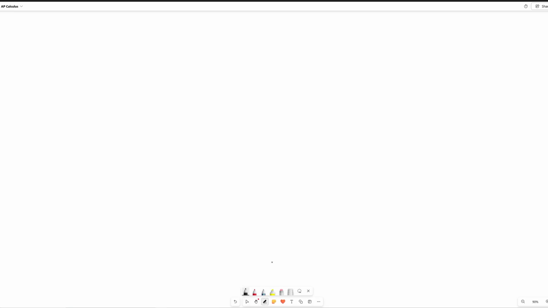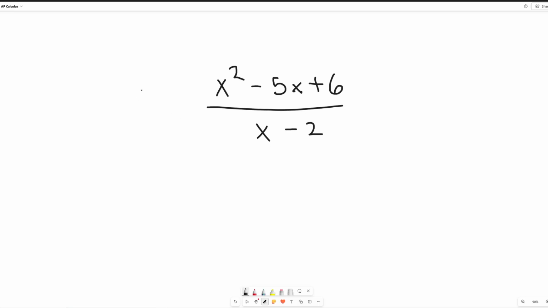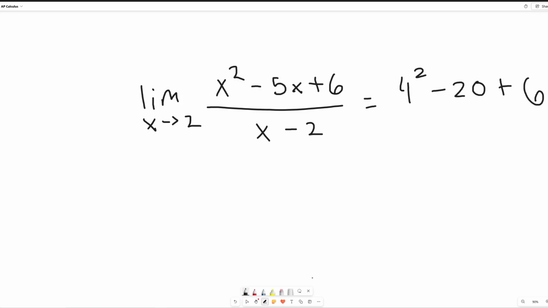Algebraically, you can also solve limits in things like rational functions. So, for instance, if I have x squared minus 5x plus 6 over x minus 2, and the limit as x approaches 2, what would it be? Well, let's plug 2 in. 2 squared minus 10 plus 6.